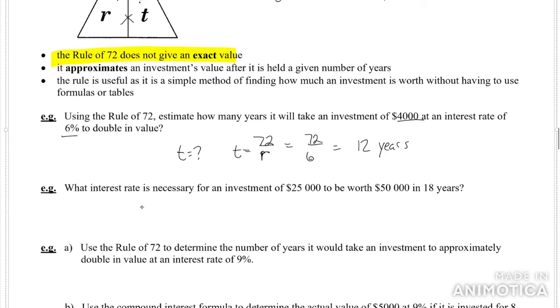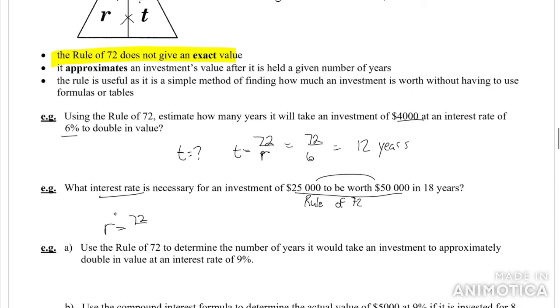What interest rate is necessary for an investment of $25,000 to be worth $50,000 in 18 years? So now this is asking the doubling question just in another way. They're not saying the rule of 72, but because this is double, you immediately think rule of 72. And from this, I'm going to calculate the interest rate. So rate is equal to 72 divided by time. So I want 72 divided by 18. And from this, I get 4%.